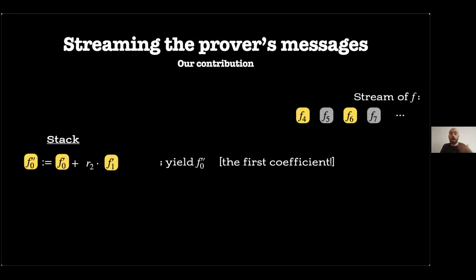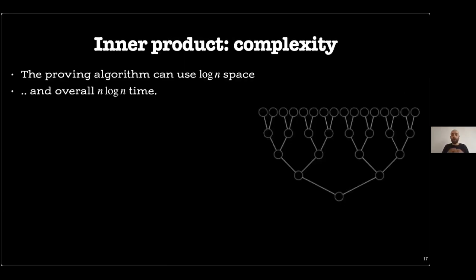Now, how much memory am I using? I will have at most 2 log n elements in this stack, so I'm still logarithmic. How many operations am I doing? Well, in order to generate this folding, I will have to compute again n divided by 2 multiplications plus n divided by 4 plus n divided by 8, and so on and so forth. So the complexity in this case for a single round will be n. So I will have a proving algorithm that, in terms of space, runs in linear time for each round. So overall n log n time.